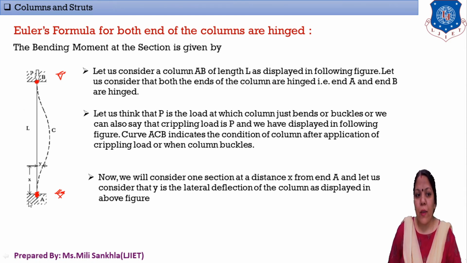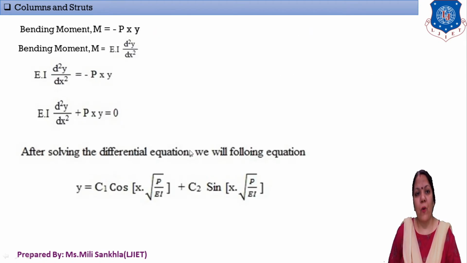Clear? Okay, here I take us from A point, section x, from A point distance x. I take this section, and at this section deflection is equal to y, and this load induced moment, that is P into y, anticlockwise, minus. Now bending moment M is equal to minus P into y, and M is equal to EI d square y by dx square.